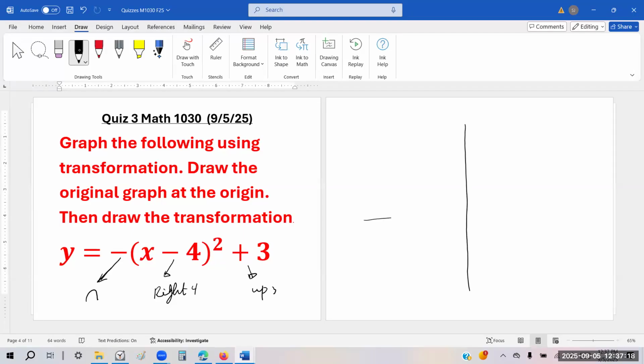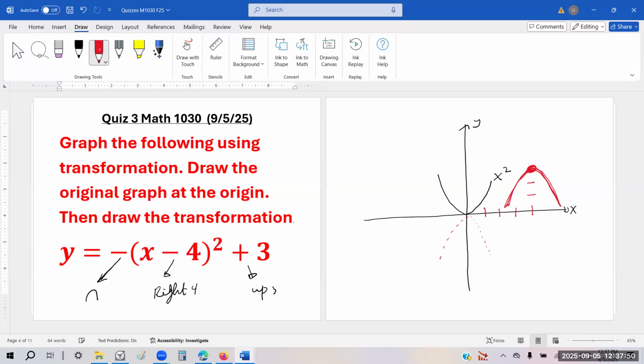So on the same xy plane, first you're supposed to draw the original x square without any transformation at the origin, and then you go reflection, goes 1 right, 2 right, 3 right, 4 right, 1 up, 2 up, 3 up here, and you draw the new graph.